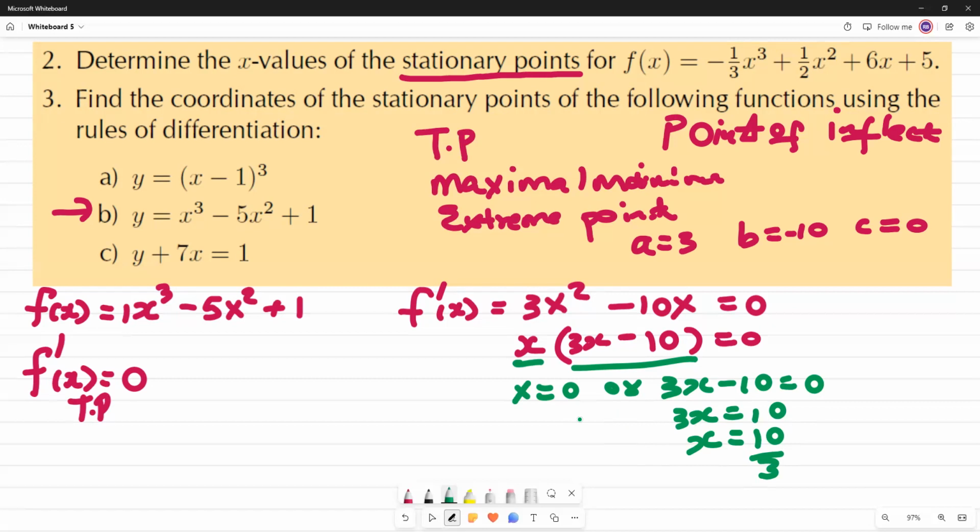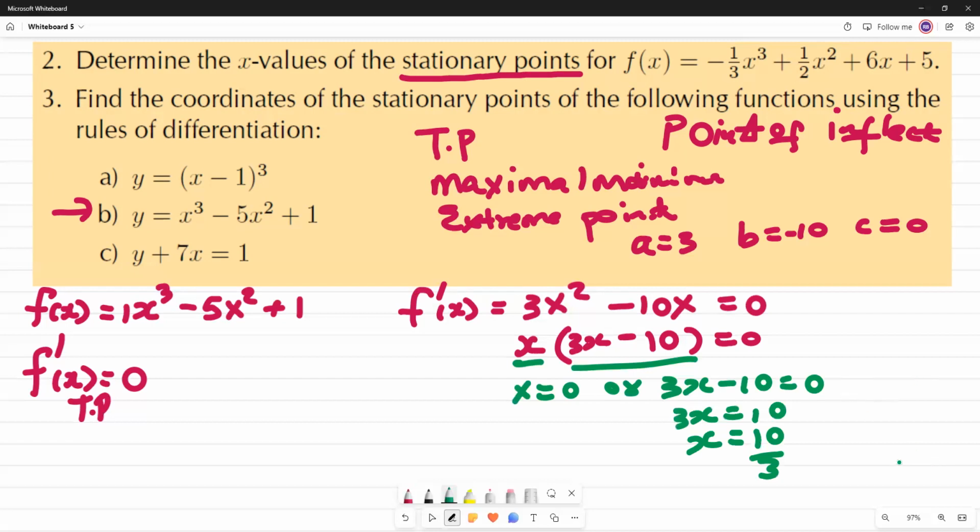Ladies and gents, do not round off if you get fractions. You only round off when you want to approximate in sketching. The only time you round off in functions is when you are doing sketching. But otherwise, do not round off. We need exact points.